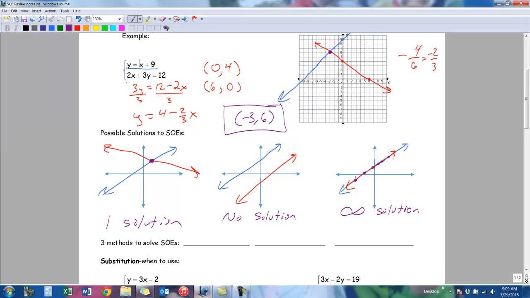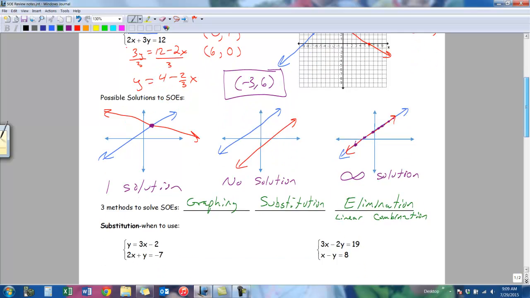Alright, now let's get back into solving them. We solved the first one by graphing. That's our first method, graphing. There's two other main ways of solving. Another one is substitution. And the other one is called elimination, also known as linear combination. Depends on where you see it. Some places call it elimination, some places call it linear combination.